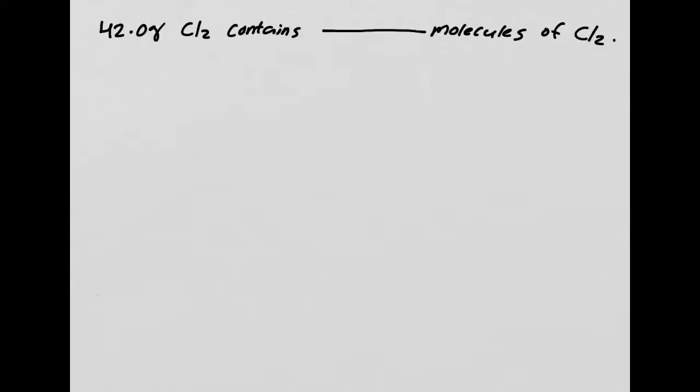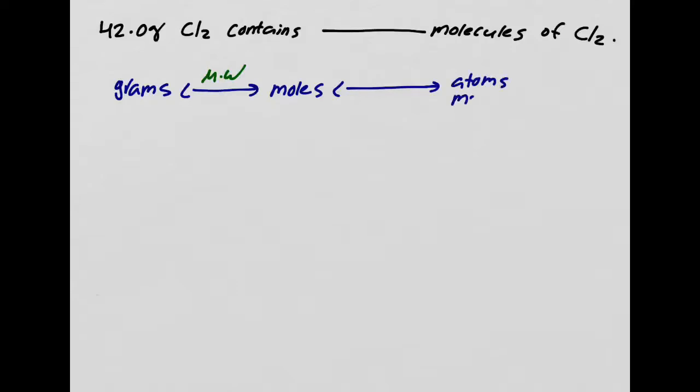Here is our next problem. We have 48 grams of Cl2. We want to know how many molecules of Cl2 we have. All right, now we just took it to the next level. Before I do this, I'm going to write down to remind myself that I can go grams to moles using molecular weight, and I can go moles to atoms, molecules, or ions using Avogadro's number. Okay?